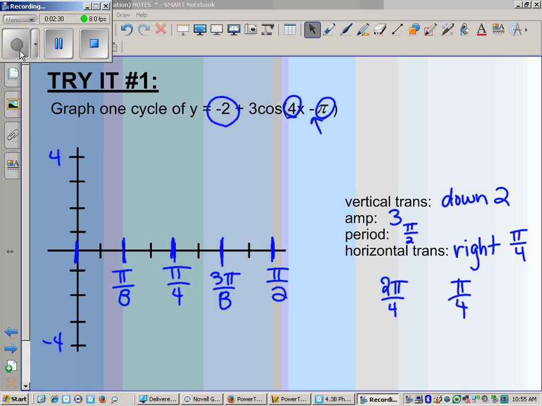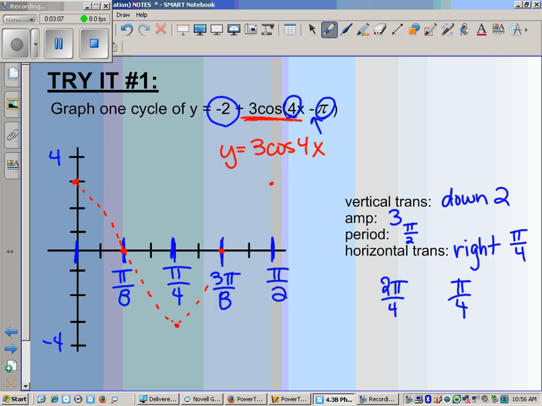Okay, so let's start graphing our equation. I'm going to go ahead and just start with this for now. So what would an equation y equals 3 cosine 4x look like? Well, normally a cosine graph would start at 1. But our amplitude is 3, so we're actually going to start at 3. Then we would go down to 0. Then we would go down to -3. Then we would go up to 0, and then we would go up to +3. And so a 3 cosine 4x graph would look something like this.